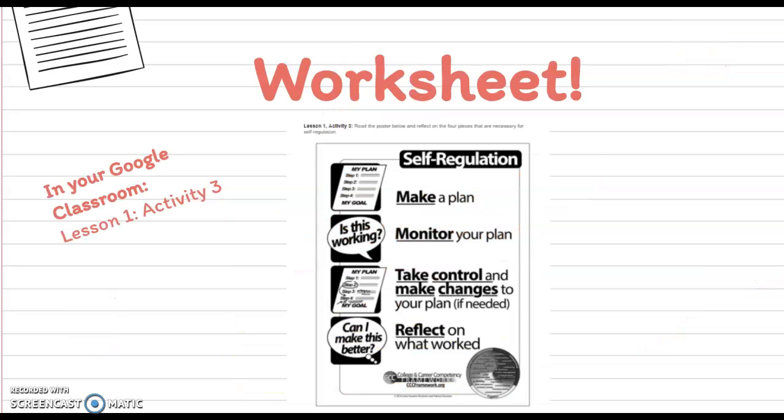Students, this is the last worksheet within your assignments that I assigned to you last night. I would like for us to review this poster below and reflect on the 4 different pieces that are necessary for self-regulation. If you notice, they seem like steps. So the very first step is to make a plan. Then it's to monitor your plan, and you have to be able to reflect on that and wonder, is this working? Do I need to take any additional steps? The third step is to take control and make changes to your plan if you need to.